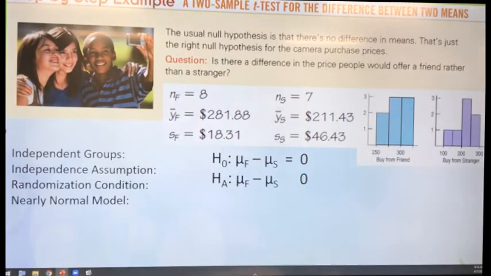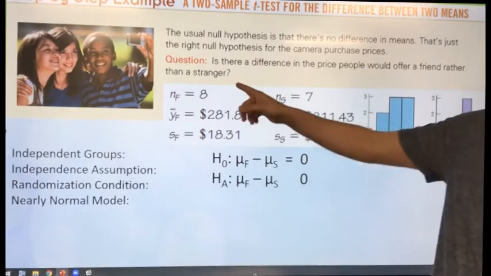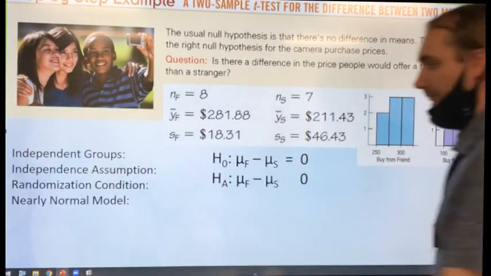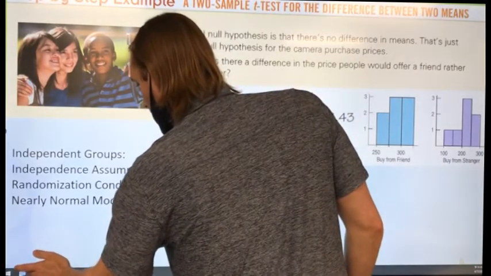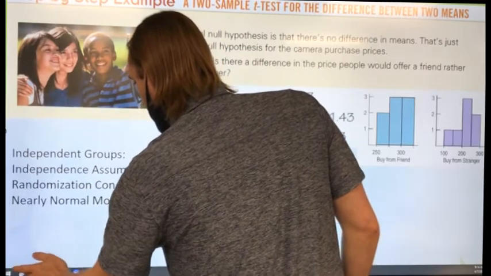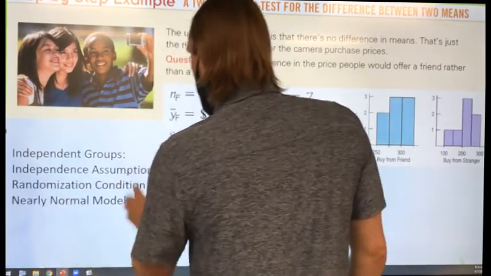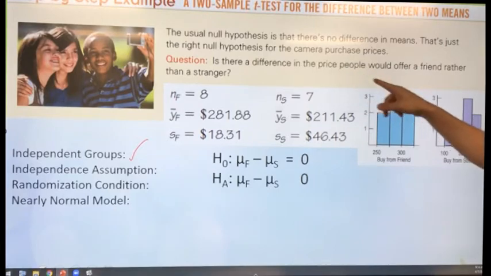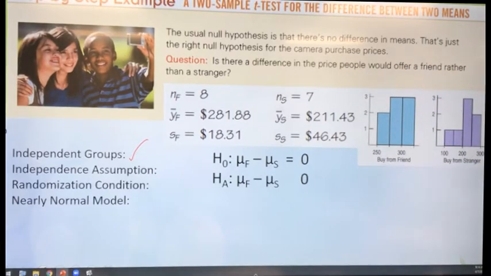Independent groups. Can we assume that what you would offer a friend is independent from what you would offer a stranger? Yeah. So that one passes. There we go. So that one's cool. Okay. Independent assumption. Can we assume that each person we price, whether they are a friend or a stranger, is independent? Yes. Okay.